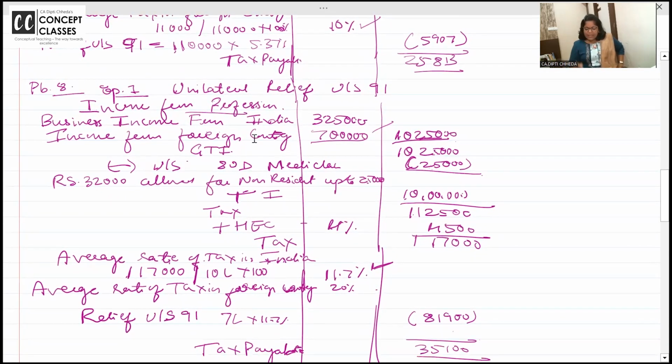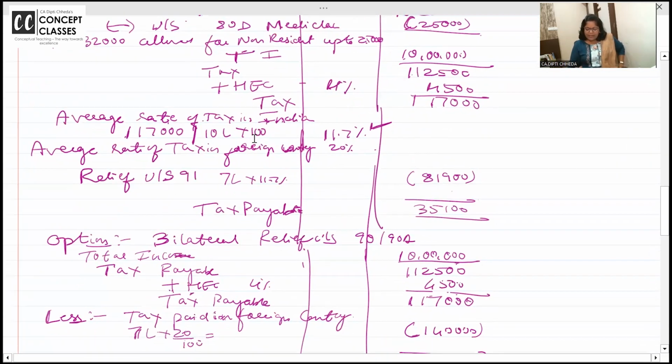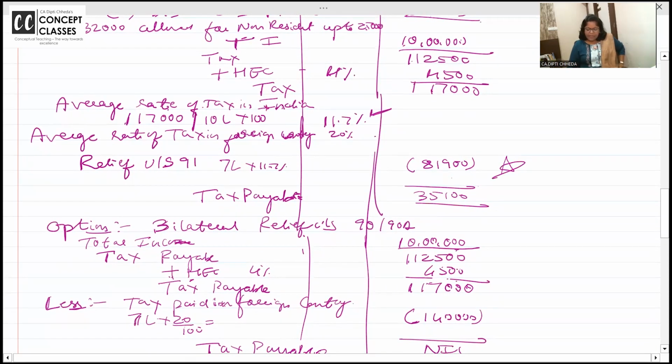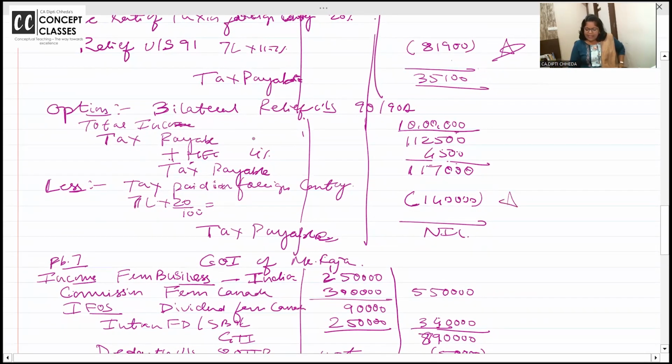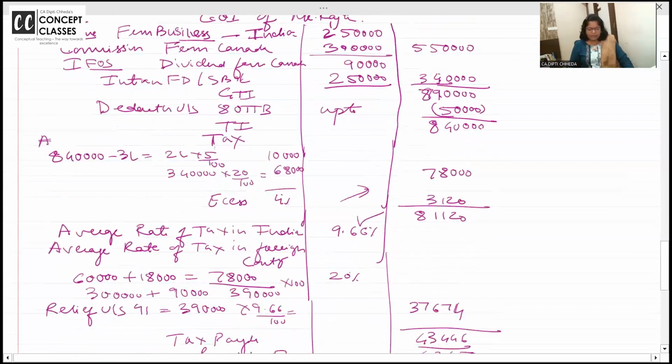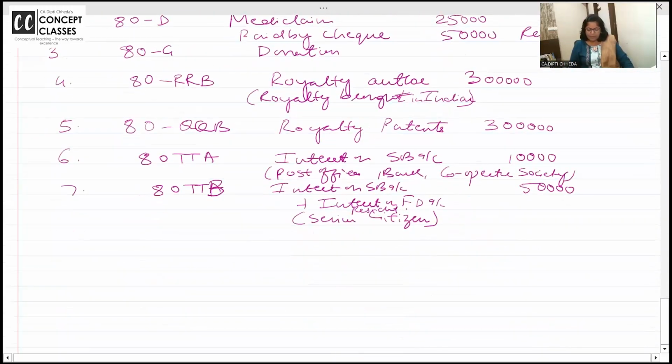If it is unilateral, then whichever rate is lower, that rate we will give the relief. And if it is bilateral, directly the tax you have paid, you will get credit. Ma'am, but tax is 1,17,000 and foreign tax is 1,40,000. Will I get a refund of the foreign tax in India? No. Can I carry forward that tax credit? No. Tax credit is carried forward only in MAT and AMT.